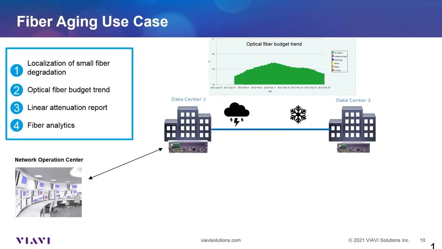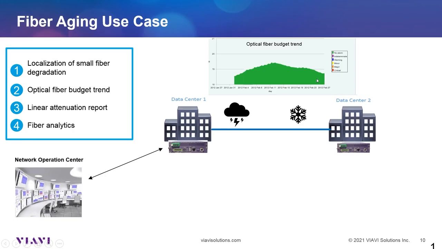So with the fiber aging use case, let's go into that a little bit more. And what you'll see here is an optical budget trend. So we can see how the fiber is behaving over time, and we're seeing that it's degrading over time. We're not getting a lot of alarms, but we are seeing that the budget is decreasing. And we might want to figure out why that is, right?